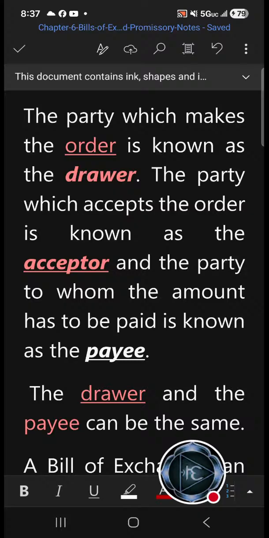You're then a drawer, and the party to whom the amount has to be paid is known as the payee. Then I would say T-Mobile is the payee, all right, becomes a payee. But actually, T-Mobile itself cannot be a payee.